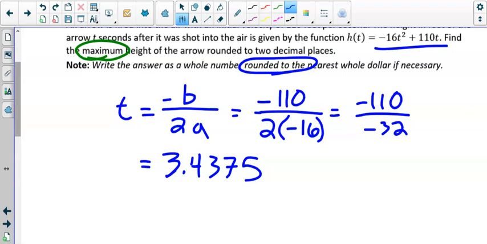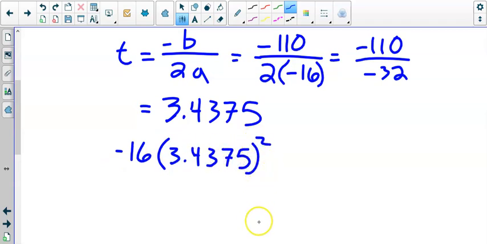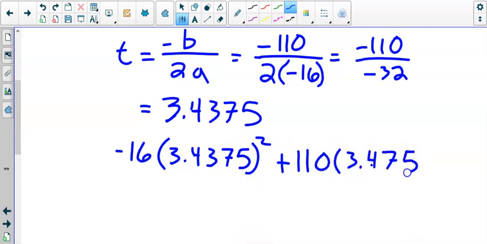But that's not what we want. We want to know what is the height. So we have to take this number and plug it back in. Yep, plug it into t. So you're going to have negative 16 times 3.4375 squared plus 110 times 3.4375.